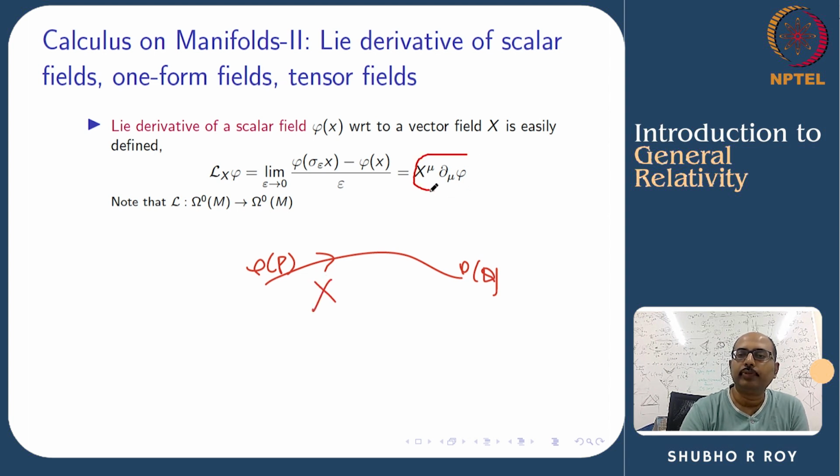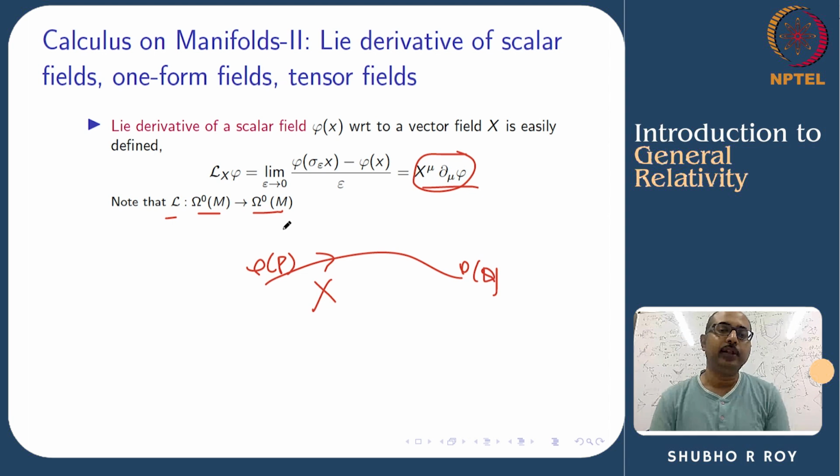Then the expression turns out to be this. One thing to notice is that when I take the Lie derivative of a scalar field, I get a new scalar field. So curly L, the Lie derivative operation, takes an element of a smooth scalar field and gives me back a smooth scalar field. By the way, smooth scalar field is physics lingo for what mathematicians call a smooth function.